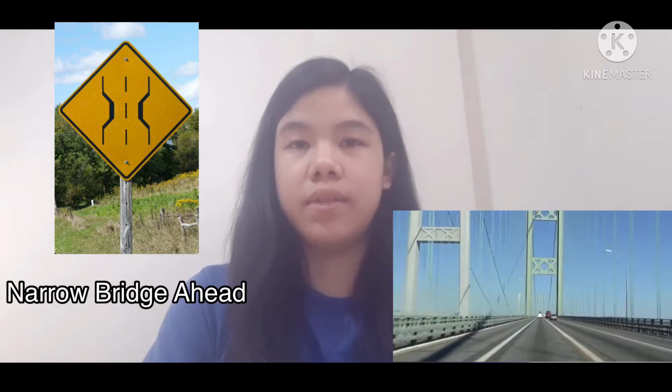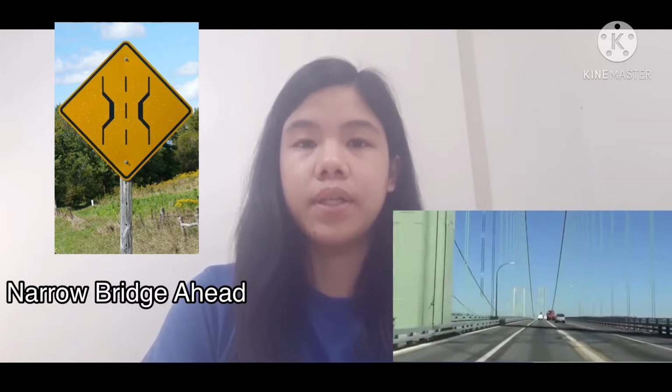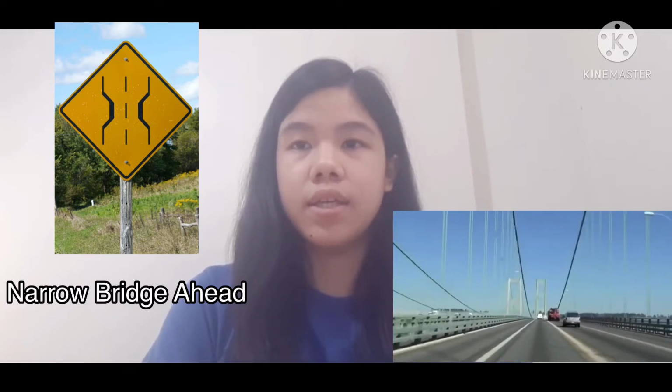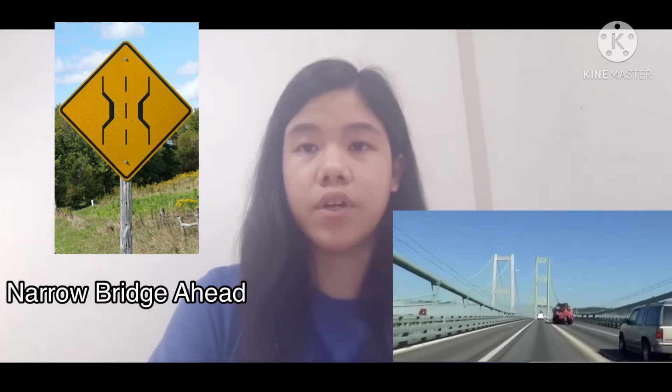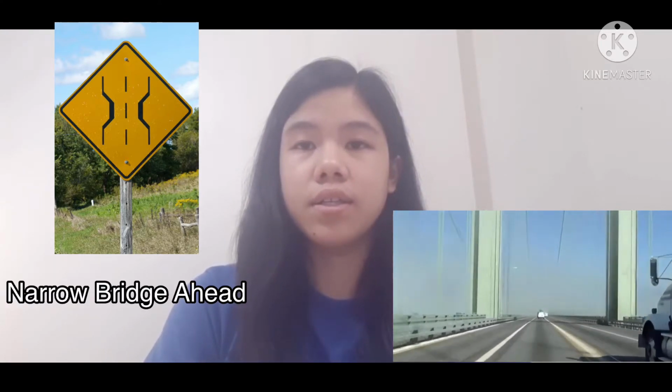Narrow bridge ahead. This sign looks very similar to the narrow road sign but shows that the bridge ahead is narrower than the road that the driver is currently on. Drivers should slow down whenever they are crossing a narrow bridge and watch out for oncoming traffic.